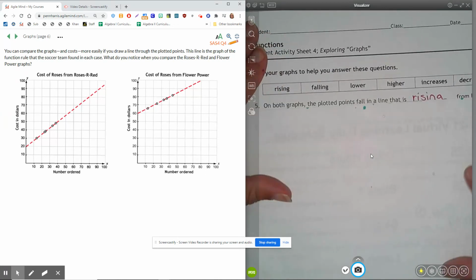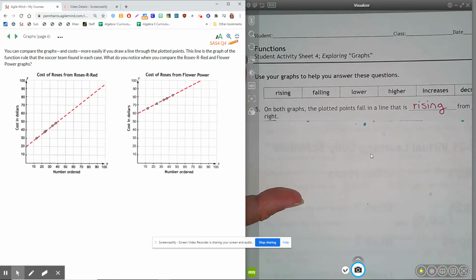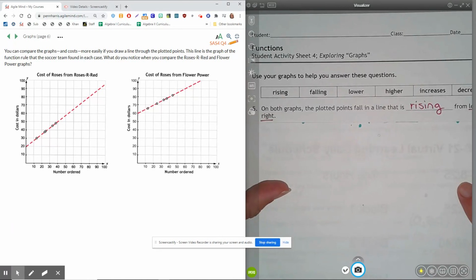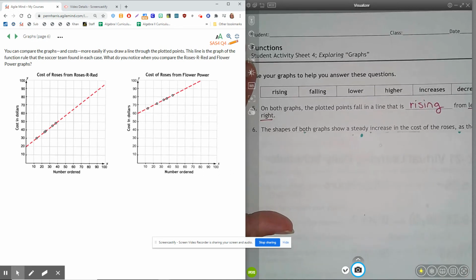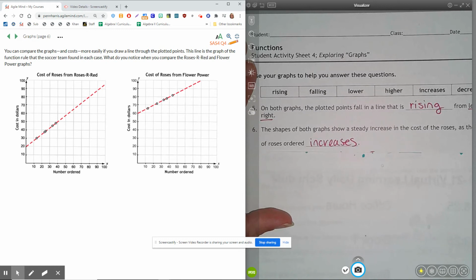Okay, so let's go through some of this stuff. My first thing says on both graphs, the plotted points fall in a line that is rising from left to right. So what that means is I'm looking from the left up to the right, and I see that it is rising on both of them. On number 6, it says the shapes of both graphs show a steady increase in the cost of the roses as the number of roses ordered does what? So as the cost increases, I'm looking at that the number of roses I order also increases.